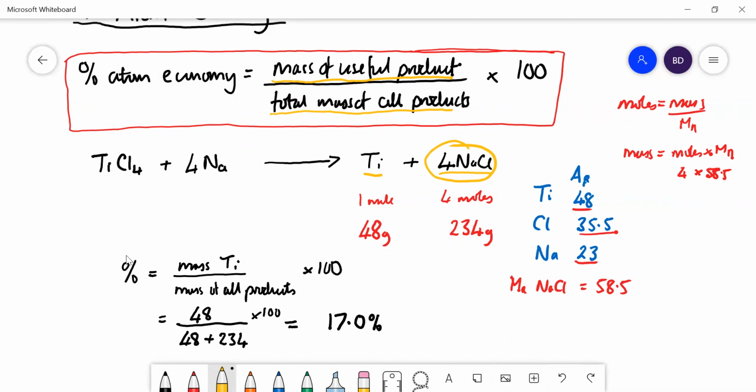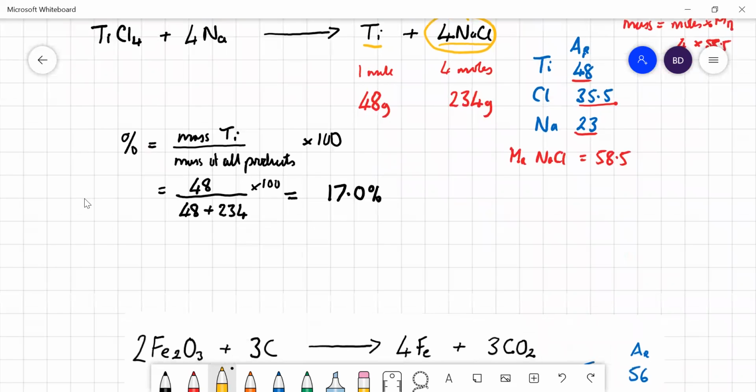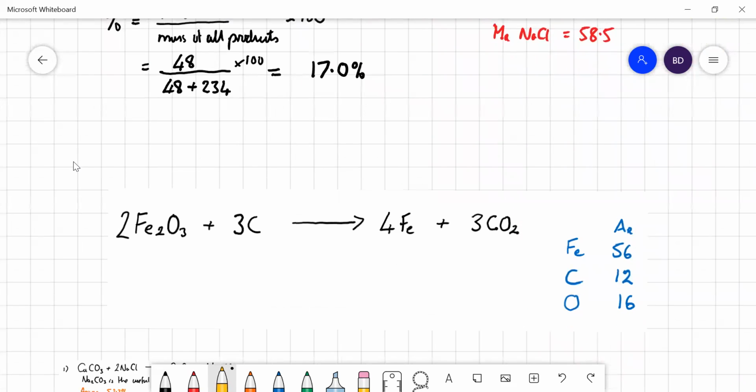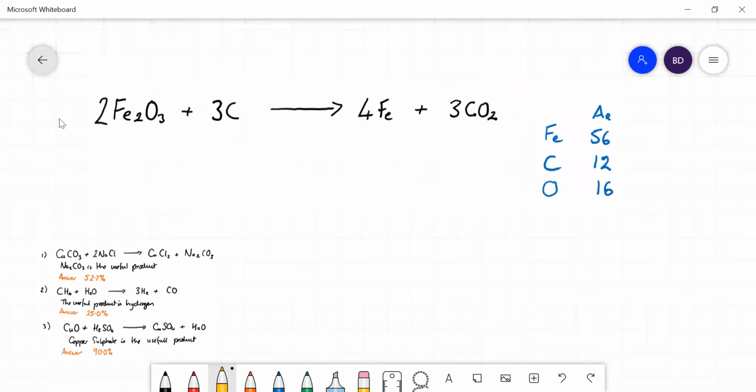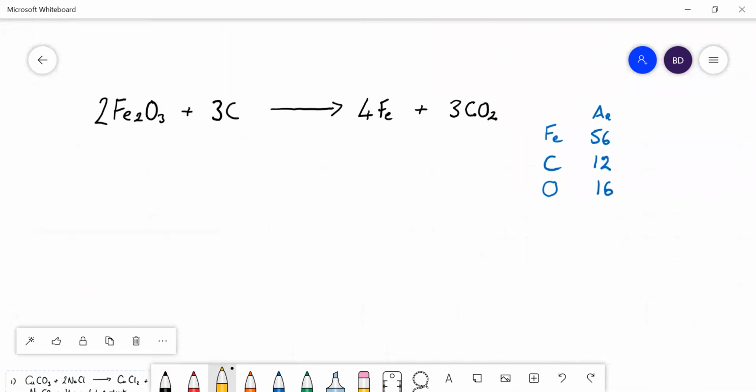So that's that one. Okay, one more example then. So this is the extraction of iron from its ore, iron oxide, by heating it up with carbon. So this equation shows us 2 moles of iron oxide react with 3 moles of carbon. We don't really worry about that. And that will give us 4 moles of iron and 3 moles of carbon dioxide.